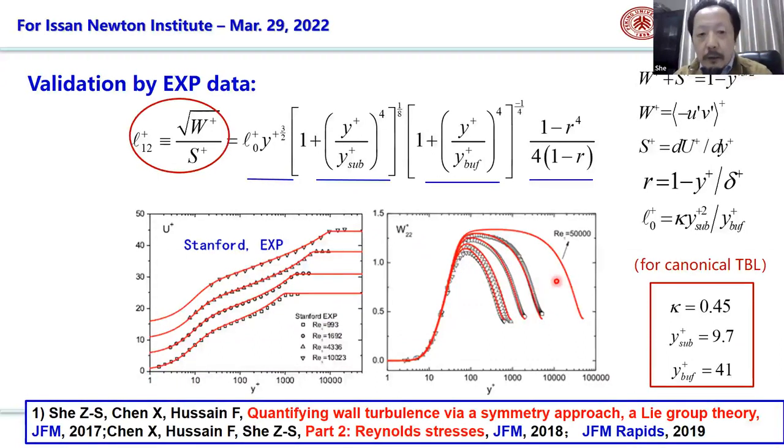So here, there are not many parameters. Kappa equal to 0.45 determines the coefficient in front. And Y sub and Y buffer are essentially 9.7 and 41. They will become constants, and the 9.7 will become a universal constant for all wall flows, but Y buffer will have a slight variation, as we'll see later. So there are no fitting parameters here, and for different Reynolds numbers, these are just predictions.